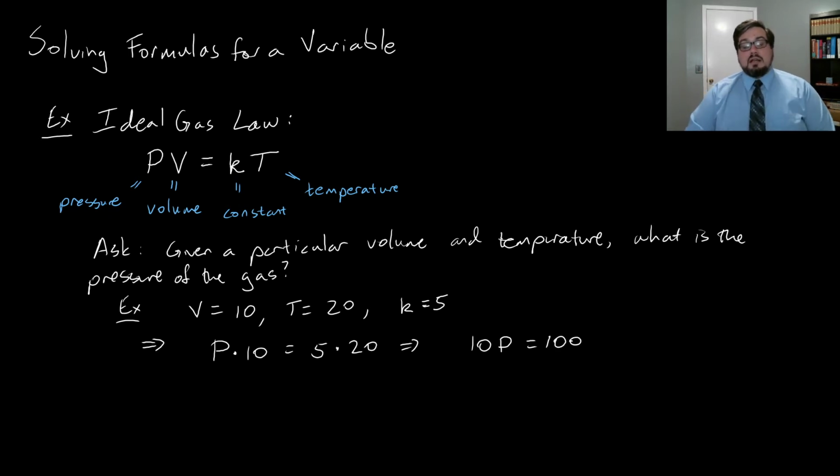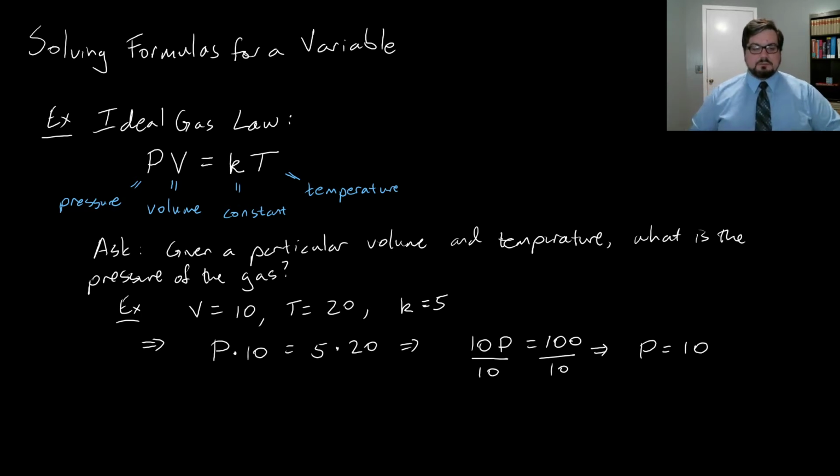And so, if we have that, then we can figure out what the pressure is. We can divide both sides by 10 to find out that in this case, the pressure would have to be 10 of whatever units we happen to be using here. And we could ask the same thing, but what if the volume is 10, the temperature is 25? What if the volume is 50, but the temperature is only 2? Things like this, we could ask again and again what the pressure is going to be for a given volume and temperature.